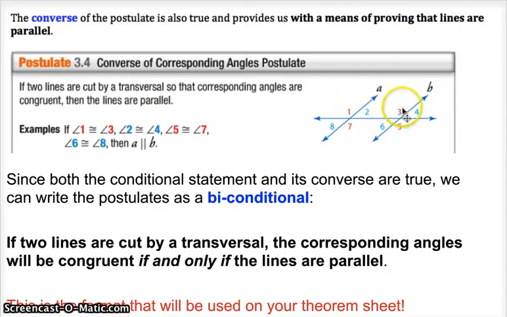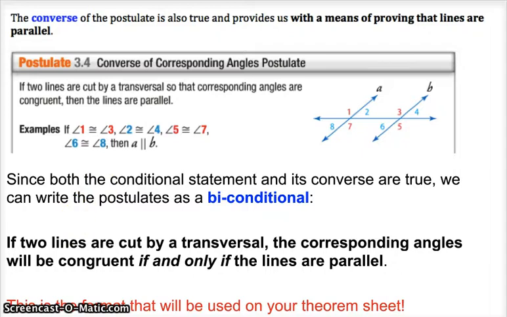Because remember, in order to be called corresponding angles, angle 1 and angle 3 here, these lines don't have to be parallel in order for them to be called corresponding angles. 1 and 3 are corresponding just because of where they are. But if it turns out we find out they're congruent, then that forces A to be parallel to B. That's kind of the new thing here.